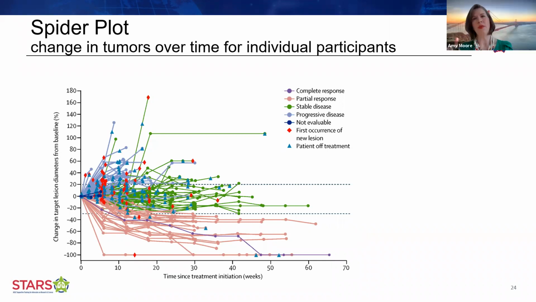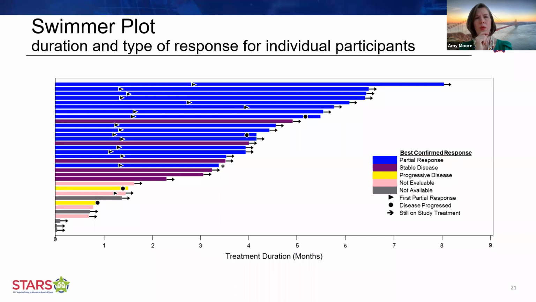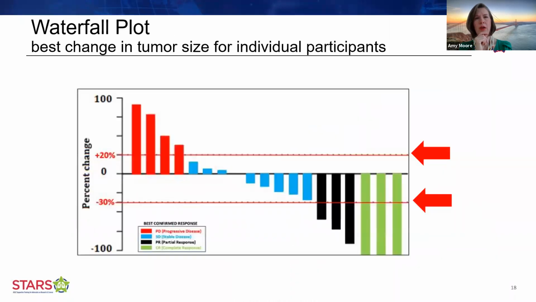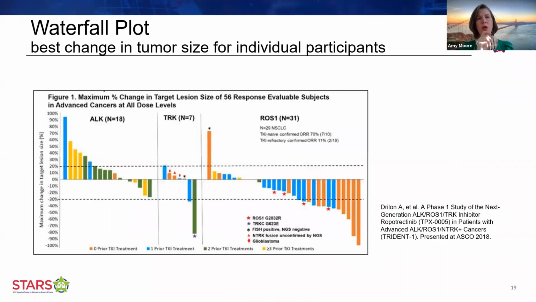Yeah. An example of that is if, Aubrey, you go back to the waterfall plot that had TRK and ROS1, we see that when we break it out by advanced one, please, there you go. So you can see here for ALK, we had 18 patients. For TRK, we only had 7. For ROS1, we had 31, which is a better number, and we're starting to see more of an impact there.